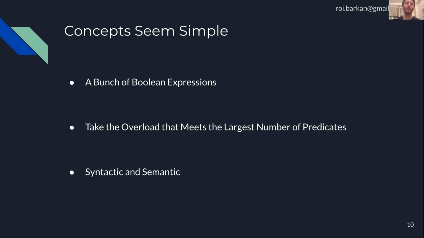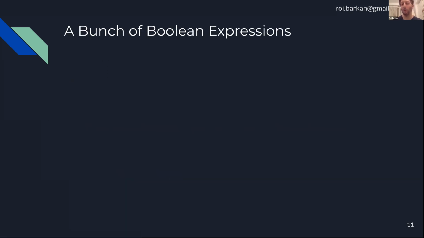Okay, so now we'll dive into these three attributes of the concepts. First of all, a bunch of Boolean expressions. Very, very simple. Here's a nice concept, integral. Integral is basically just a Boolean. Here I borrow from an older version of C++. is_integral_t is a type trait, which is also a Boolean. And here I just take the type trait and convert it into a concept.